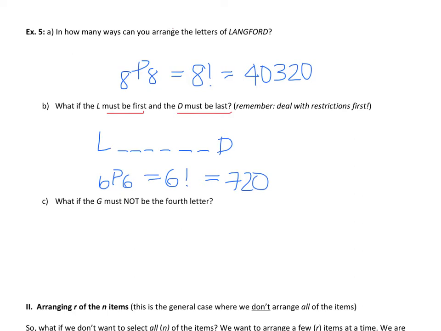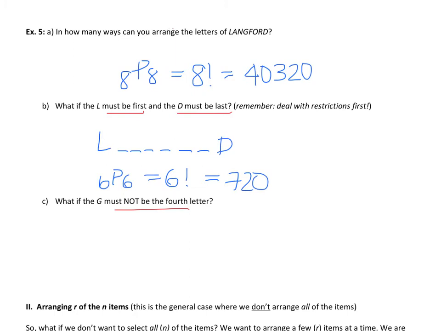What if G must not be the 4th letter? Now, it's these type of questions that we really have to rely on logic to help us, because what I could do is go through each individual case where G was the 1st letter, G is the 2nd letter, the 3rd letter, not the 4th, but the 5th, the 6th, the 7th, and the 8th, and then total them all up together. Or I can take an indirect approach.